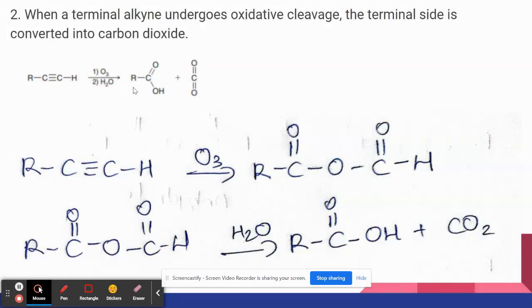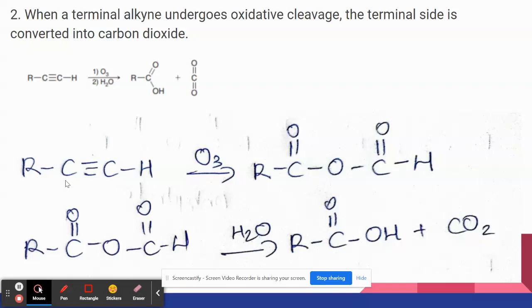In the previous example, we used internal alkynes, but here we use terminal alkynes. When terminal alkynes undergo oxidative cleavage, the terminal site is converted into carboxylic acid. The terminal site is CH. So when terminal alkynes undergo ozonolysis, we get carboxylic acid and carbon dioxide.